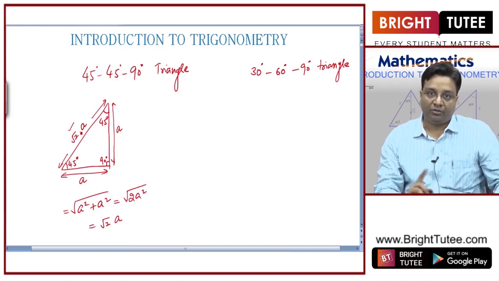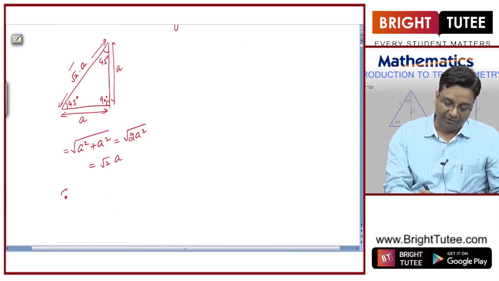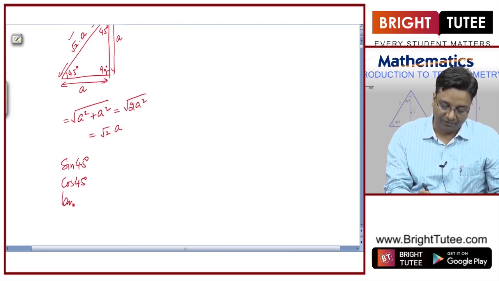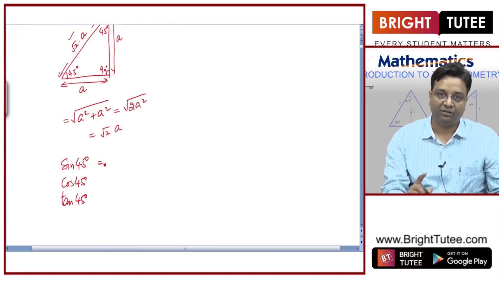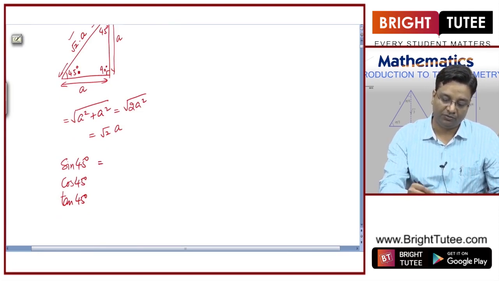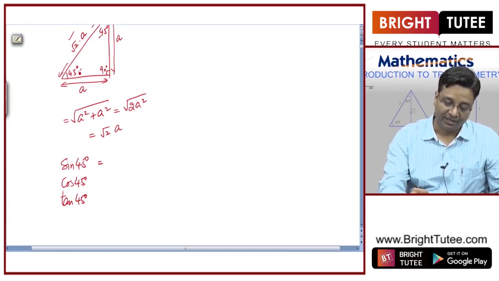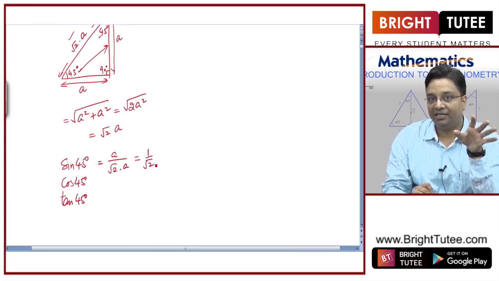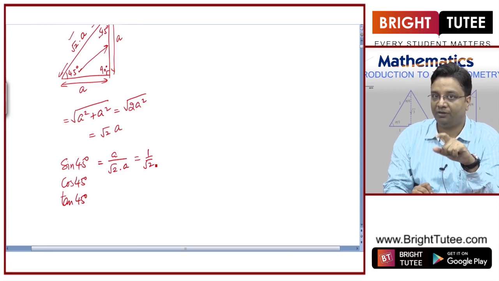Now, we can talk about sin 45, cos 45, tan 45 and so on, right? So, what will be sin 45? Sin is opposite by hypotenuse. What is opposite to this 45? Let us take this angle. You can take this angle also, the result will be the same, right? So, let us first of all take this angle. What is opposite? It is A. What is hypotenuse? Hypotenuse is root 2A. So, this is equal to 1 upon root 2. So, we can say that sin of 45 is equal to 1 by root 2, right?